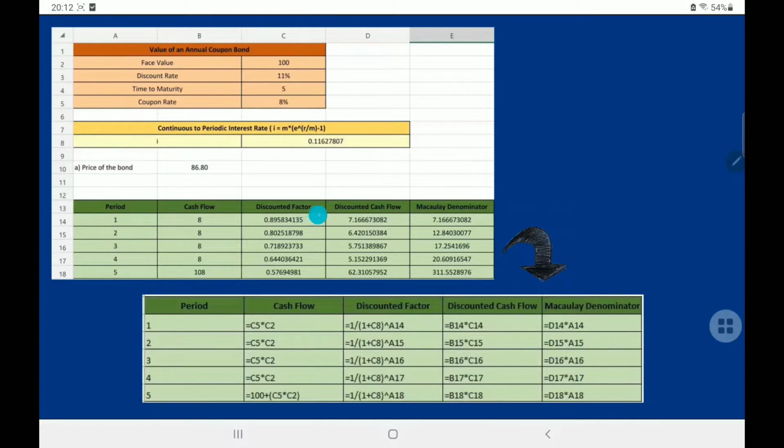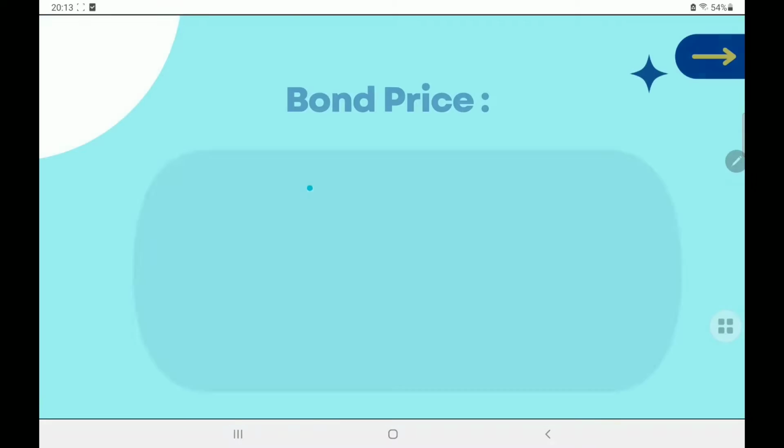For the discounted factor, we use the formula of 1 over (1 plus i), where i is the periodic interest rate, 0.11627807, to the power of the period. Then we will get all these values. For the discounted cash flow, we need to multiply the discounted factor with the cash flow.